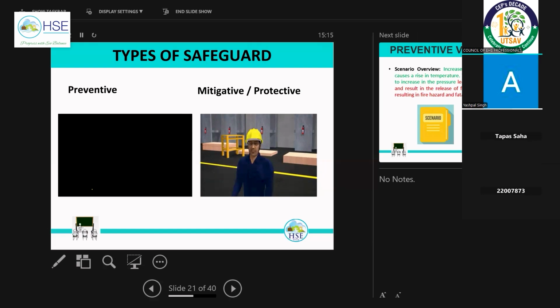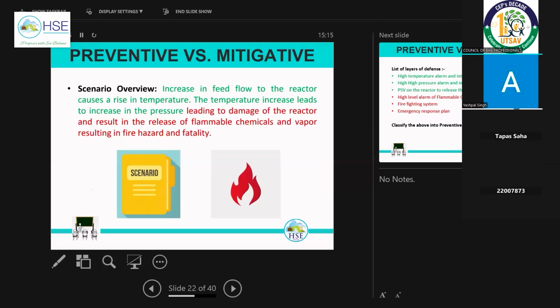So this is a mitigative, protective measure. We can say protection or mitigation, mitigation of the severity. That falling object has the potential to damage the head or cause injuries to the head, but because of PPE, that injury is protected or mitigated. So that is the basic difference. In preventive, we prevent the cause, that initiating event, but in case of mitigative, we mitigate or reduce the effect of that particular cause.